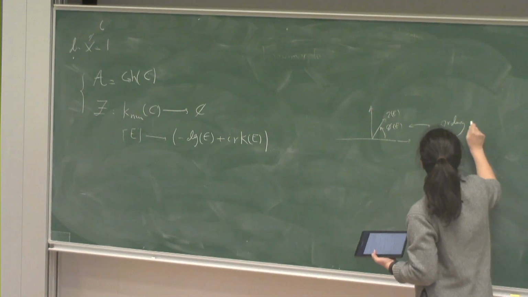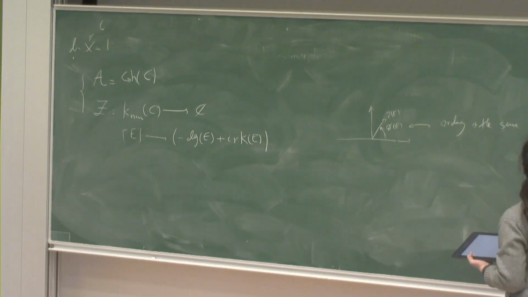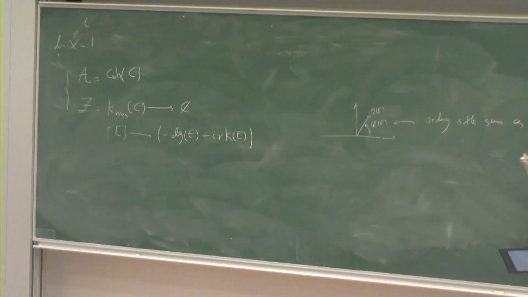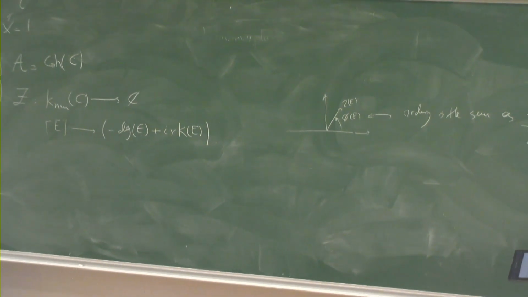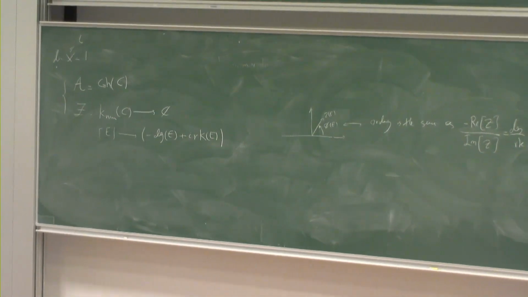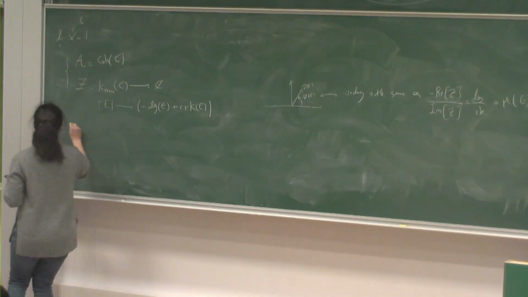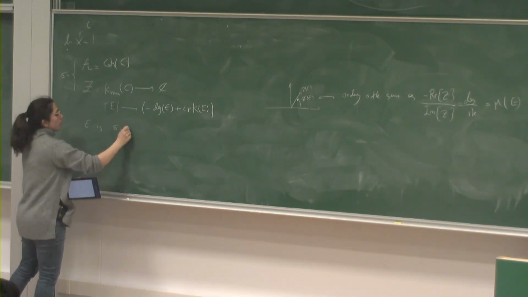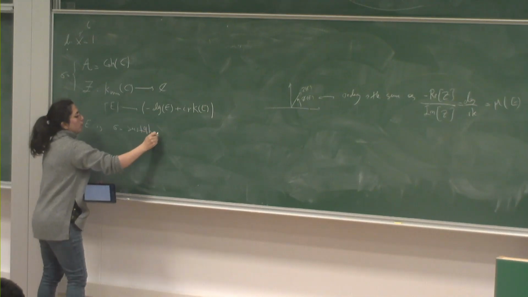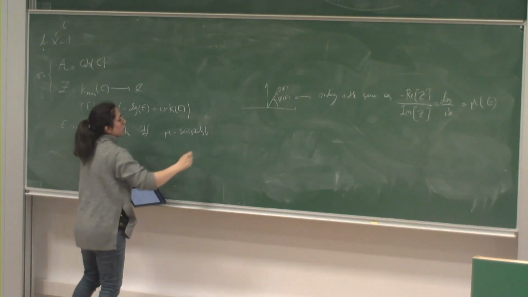So the ordering is the same as minus the real part of the central charge over the imaginary part of that central charge, which here is just degree over rank, which is just the classical stability that we have for a coherent sheaf E. That's why you can easily see that a coherent sheaf E is, via that choice of sigma, sigma semi-stable if and only if it is slope semi-stable. So it's exactly the same notion.